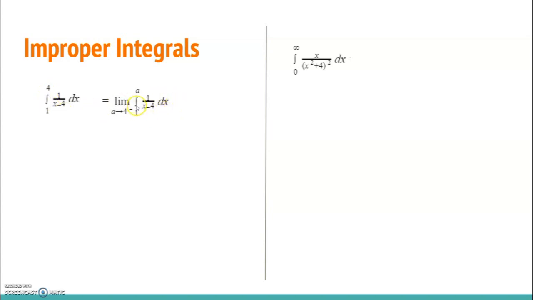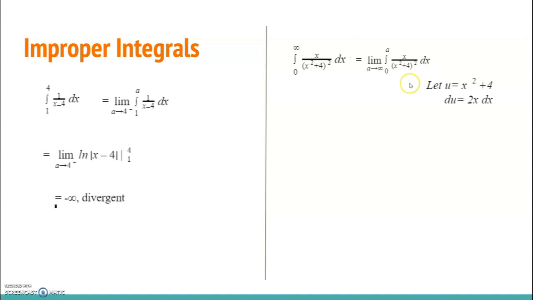times the integral. And you're going to set up and evaluate the integral as you would normally, except this should be right here. This should be 4 from the negative side, and that's actually going to be negative infinity, which is divergent. And then for this one, you're going to set it up the same way, and we're going to actually do a u sub for this one.